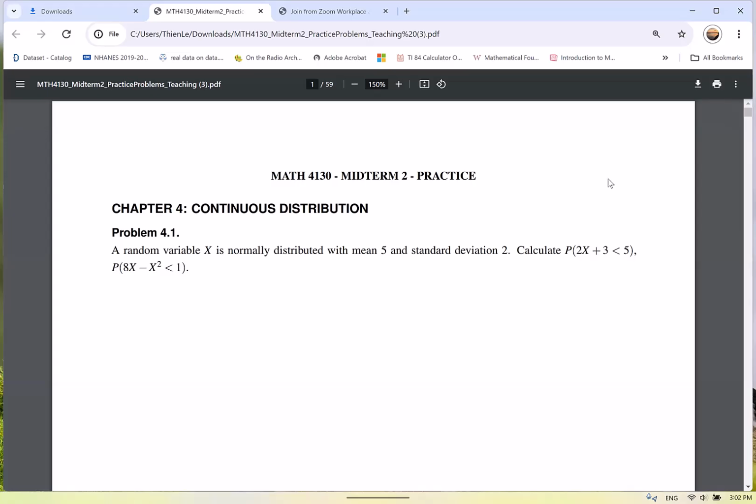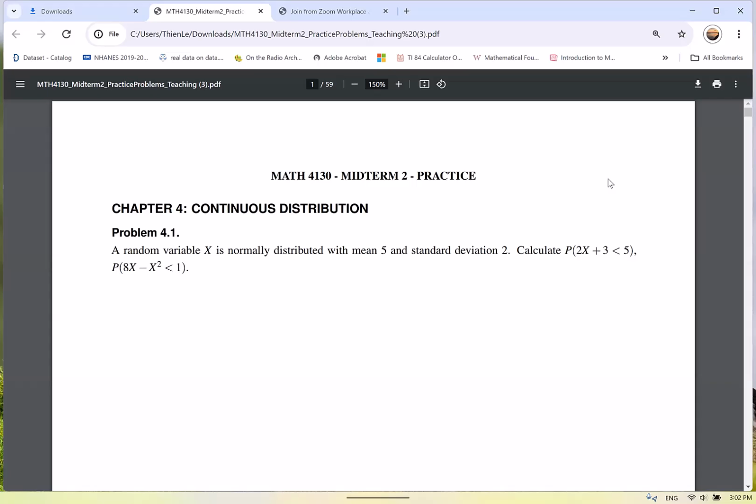So for these problems, I extracted from either the lecture notes or the homework, okay? And I think it's important to understand all these problems in detail because it is the way to assess how you digest the material in the class.